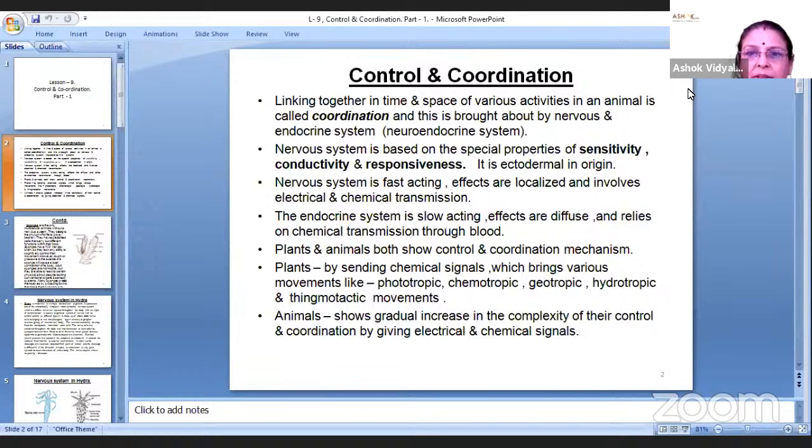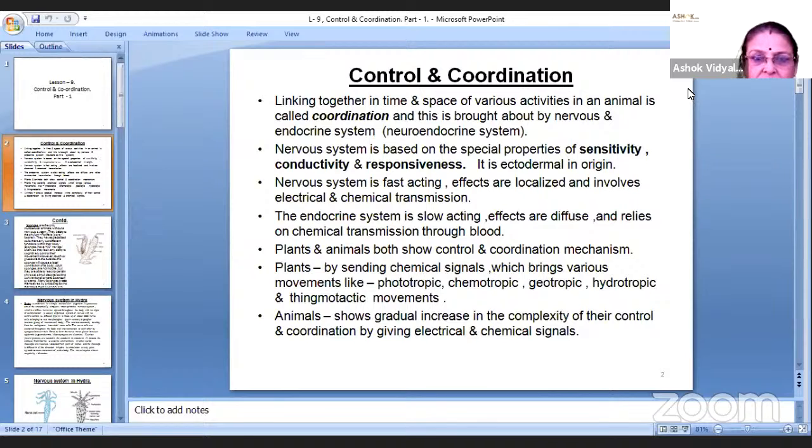Nervous system is based on the special properties of sensitivity, conductivity and responsiveness. It is ectodermal in origin. Nervous system is fast acting. Effects are localized and involve electrical and chemical transmissions. The endocrine system is slow acting. Effects are diffuse type and rely on chemical transmission through blood. So understand the difference between the two, the nervous system and the endocrine system.